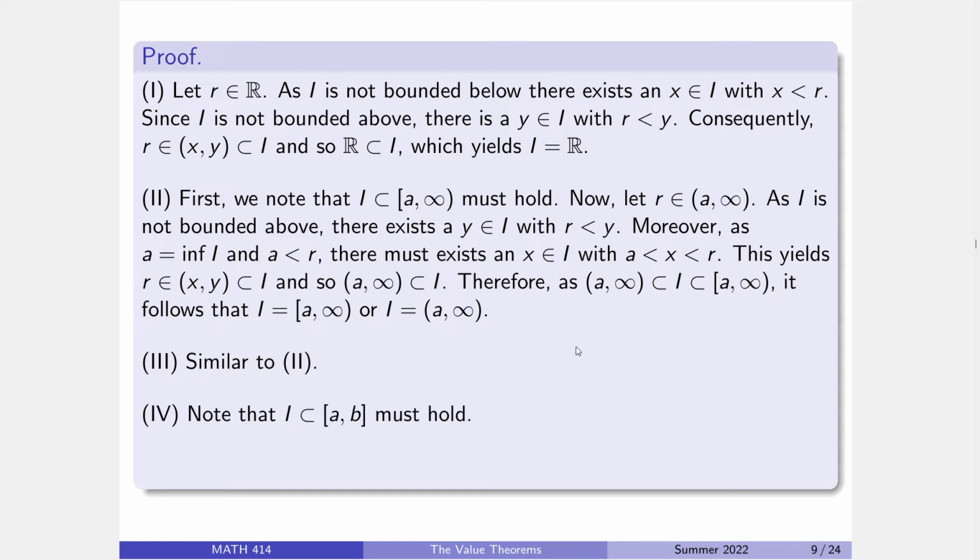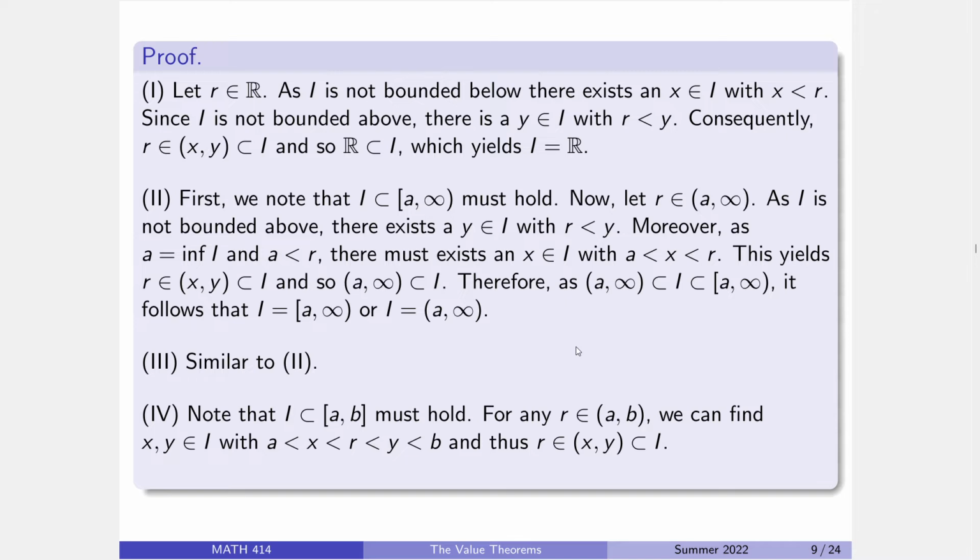Okay, so let's wrap it up. Let's say you have an interval that's bounded above and below, then it's got to be either our usual closed interval AB, open interval AB, or one of the half open intervals from A to B. And then we just follow the exact argument from above. Take an element R that lives between A and B strictly. Well, this is the infimum, that is the supremum.